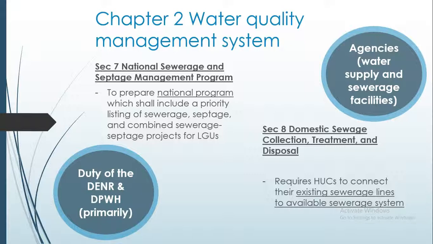Our government needs to prepare a national program on sewerage and septage projects for local government units to contain the potential negative effect of such in our environment. Further, these residential areas can be classified as HUCs or highly urbanized cities, where they usually have their own sewerage lines. Their responsibility is to connect their pipelines to the government's existing sewerage system, which involves payment of charges or fees.